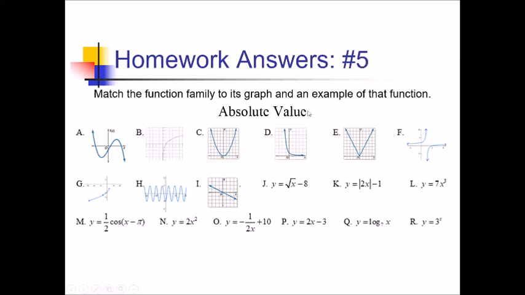For the graph of the absolute value function, we're looking for a V. So that's choice E here. And the function with the absolute value, an example, is going to have the absolute value symbol. So that's these vertical lines here in choice K, tipping us off that this is our function.